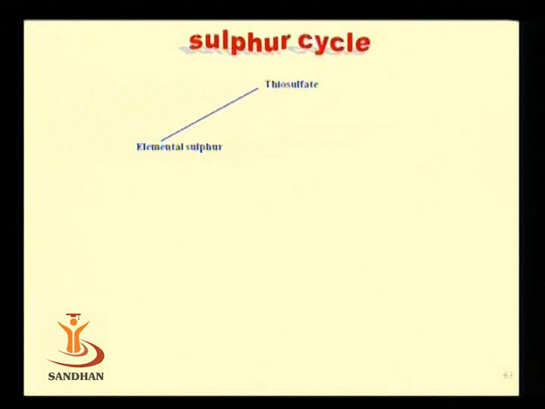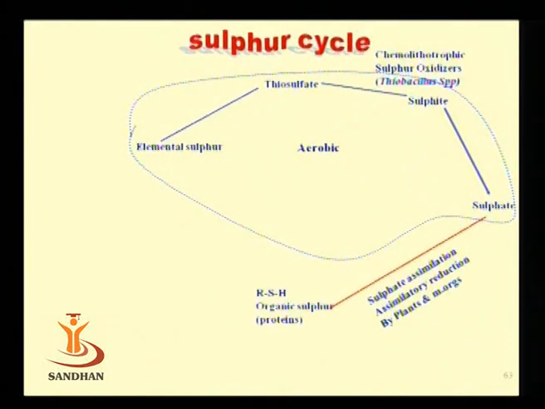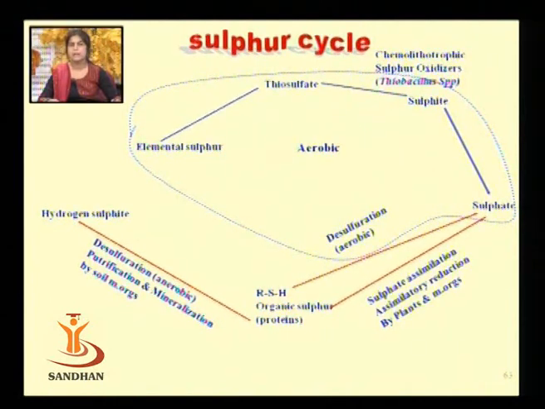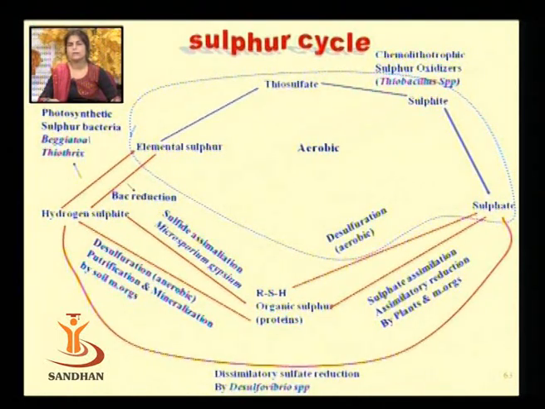The elemental sulfur is converted to thiosulfate, to sulfite, and to sulfate under aerobic conditions. This sulfate is assimilated in the form of proteins. These proteins undergo desulfuration under aerobic and anaerobic conditions both. Under aerobic conditions, it forms back sulfate, and under anaerobic conditions, it forms H2S. H2S again undergoes sulfide assimilation to form proteins. Moreover, the hydrogen sulfide is oxidized to form elemental sulfur. This is also a back reaction where elemental sulfur again forms hydrogen sulfide. In spite of all this, sulfate is often converted to H2S, which is known as dissimilatory sulfate reduction.